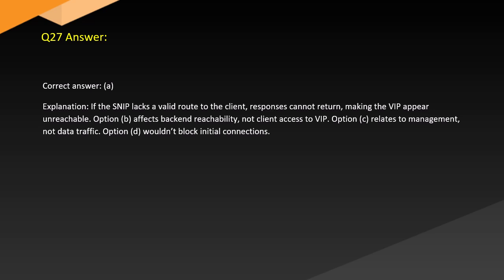Answer. Correct answer: A. Explanation: If the SNIP lacks a valid route to the client, responses cannot return, making the VIP appear unreachable. Option B affects backend reachability, not client access to the VIP. Option C relates to management, not data traffic. Option D wouldn't block initial connections.